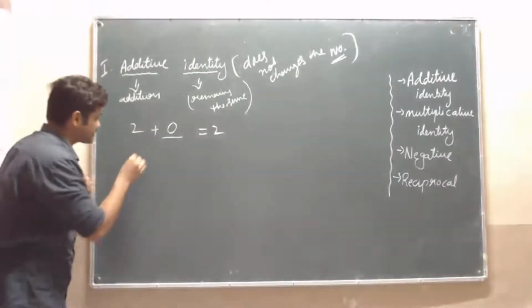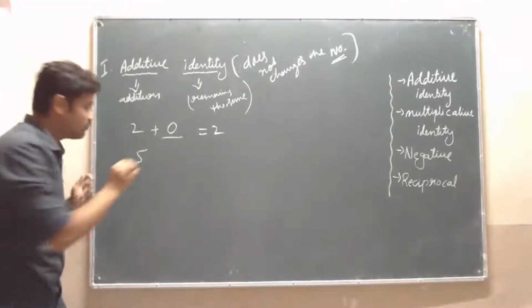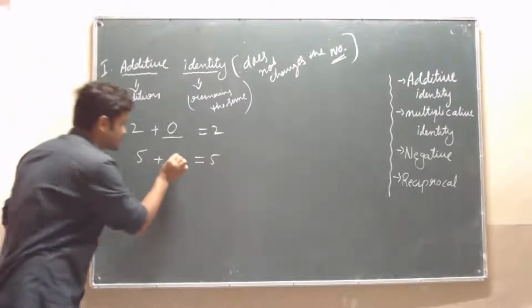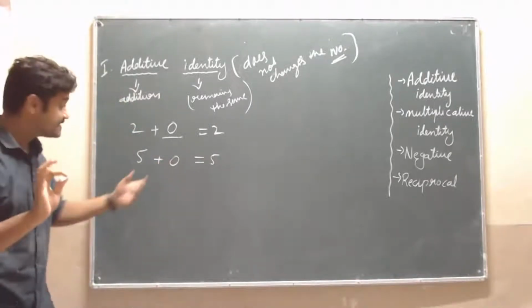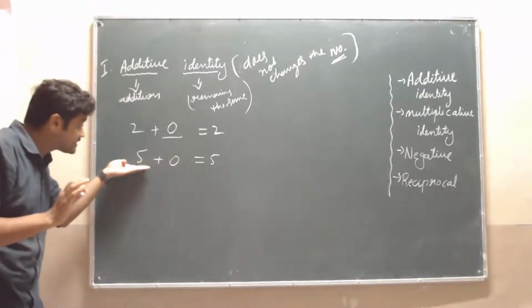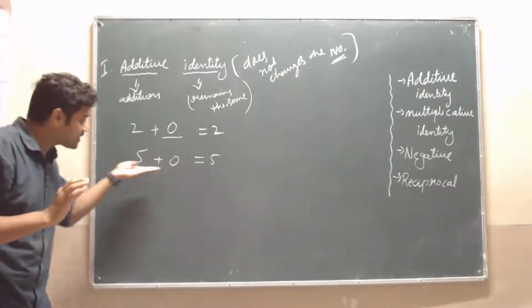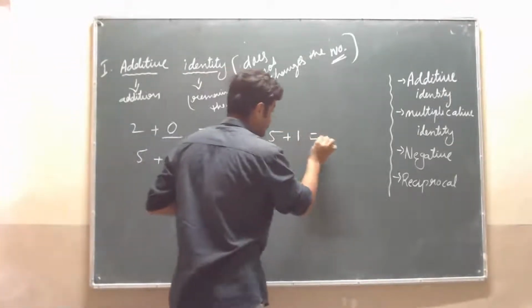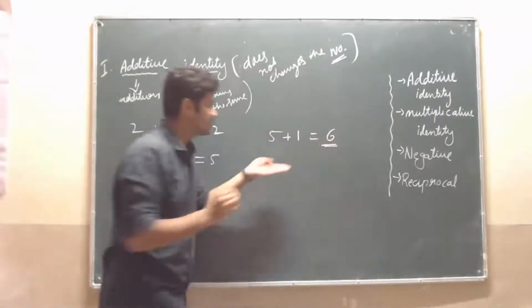Take one more example, a natural number, 5. Which number is added to 5 to get 5? Sir, 0. Simple. 0 will be the identity, because it is not changing its value. Suppose we added 1 to 5, its value is changed to 6.